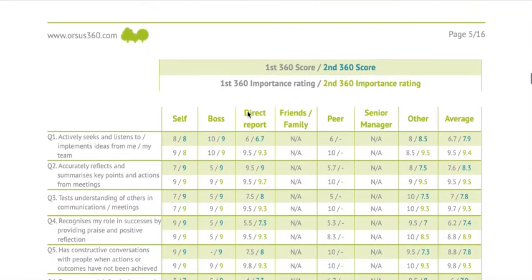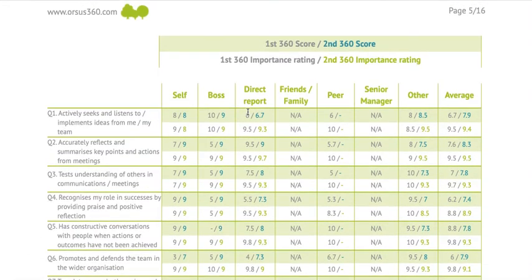Moving on then, we can see the detail behind that general communication. So you can see the question that's been asked, and then we've got a legend at the top here that shows what the scores mean. So top left is their score for the first 360, and that is compared against how important the peer group felt that particular item was, and that's important for a reason I'll come on to shortly. And then how did they identify and score in the second 360 and alter the importance rating there.